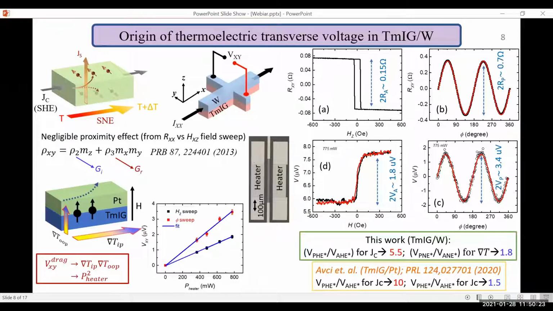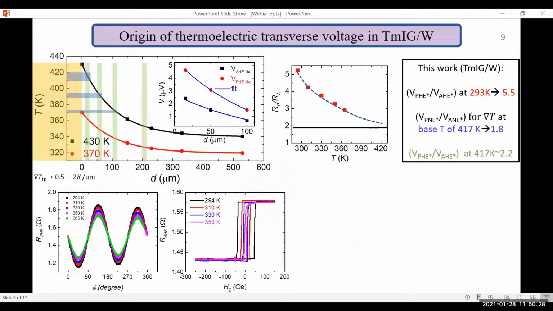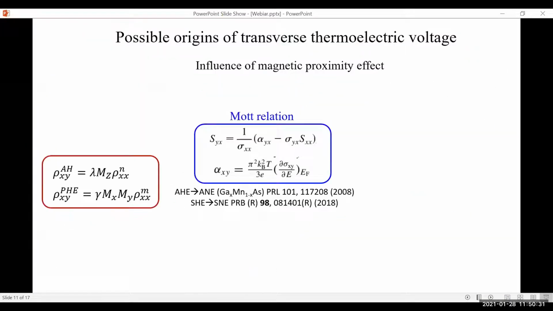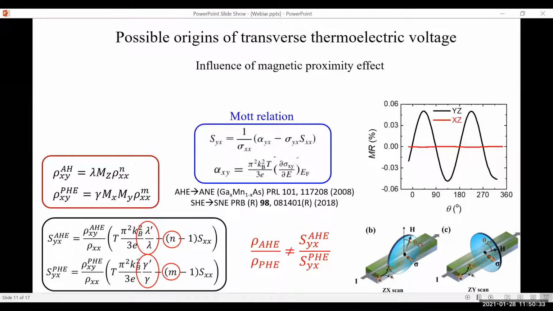So I was asking, how do you know that there is a proximity effect? Yeah, so actually, I was supposed to put the data, but I forgot. I put the data for TMIG tungsten, but I forgot to put the data for TMIG platinum. The best way, I feel, is to measure SMR while rotating the magnetic field out of plane, along the direction of current as shown in figure B, and perpendicular to the direction of current as shown in figure C.